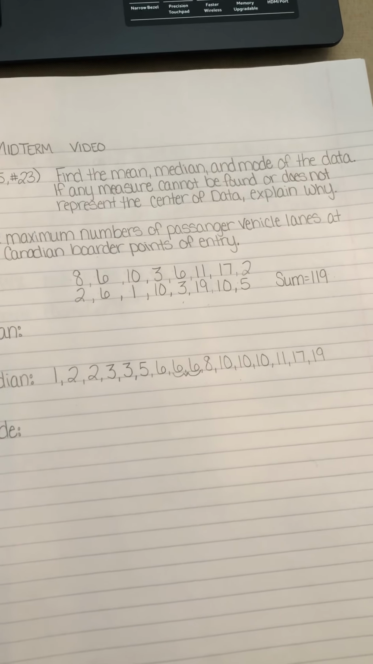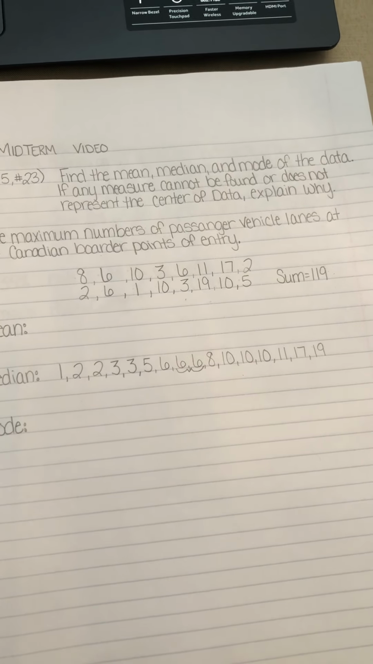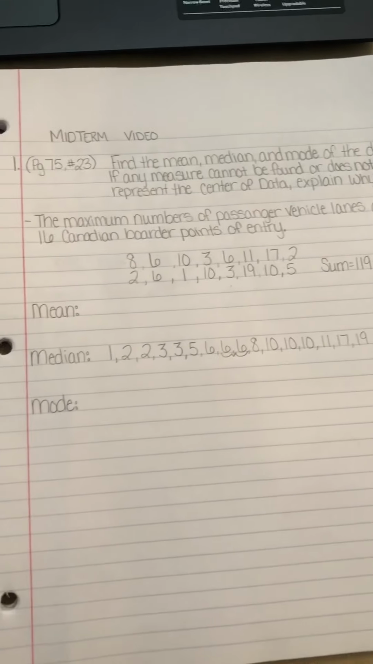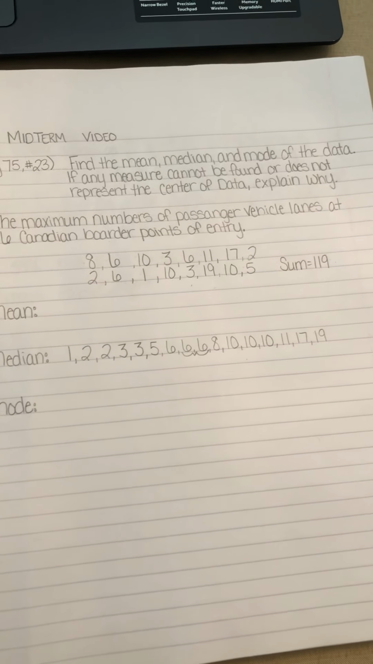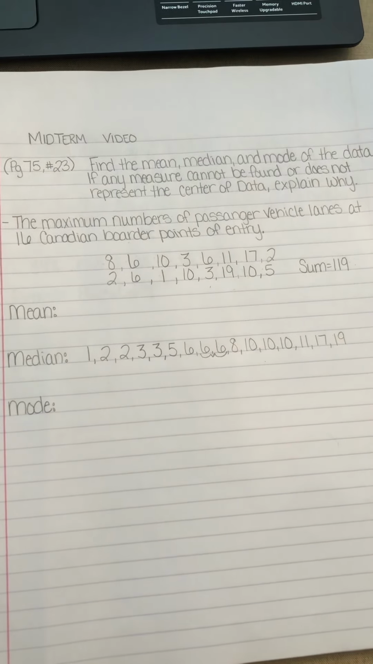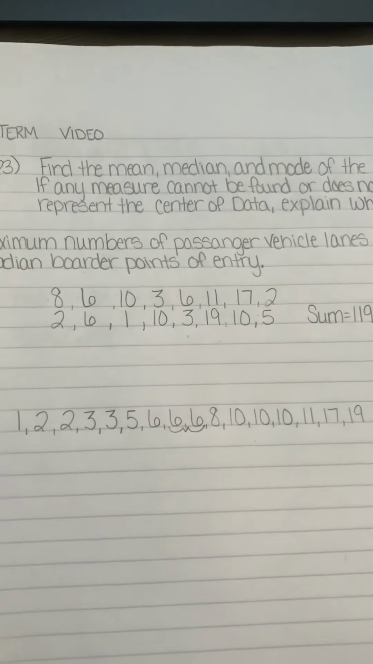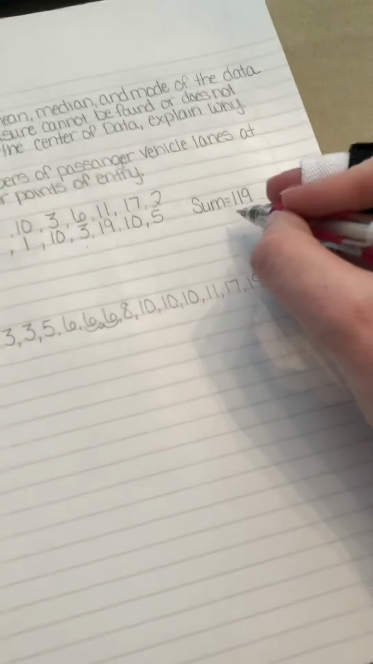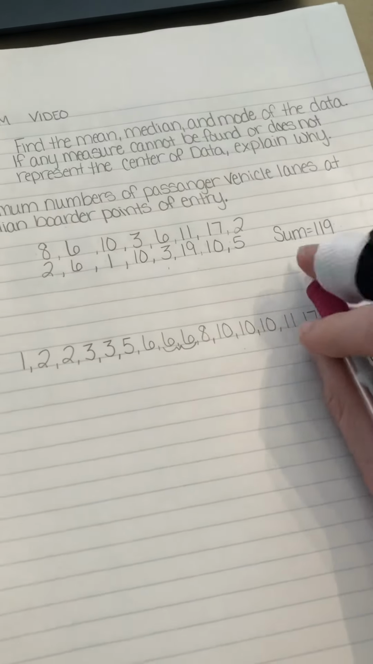So the first question is find the mean, median, and mode of the data. If any measure cannot be found or does not represent the center of data, explain why. The maximum numbers of passenger vehicle lanes at 16 Canadian border points of entry, and those are the numbers given. I already added them up, so the sum of these is 119.